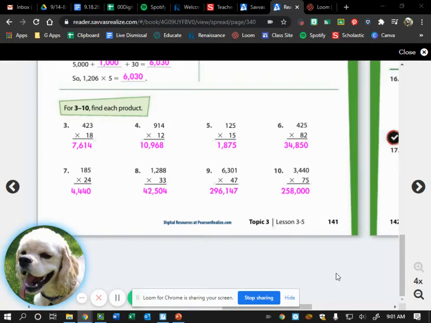All right, we are on page 141 and we are correcting last night's homework. So we started with number 6. For number 6, it was 425 times 82. Now, like I told you guys, I wish my book would show the partial products. I don't know why they don't, but if we multiply 425 times 82, we should have gotten 34,850.